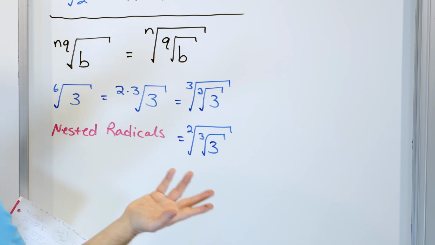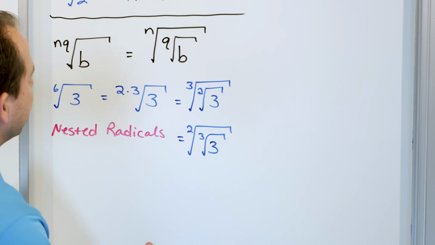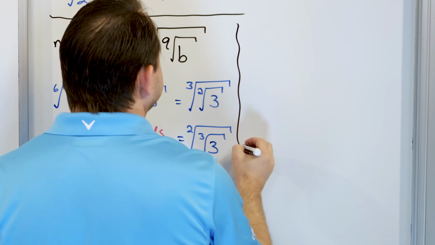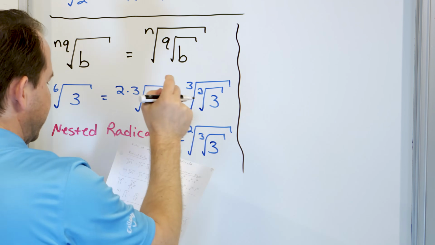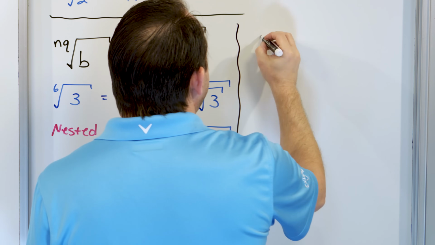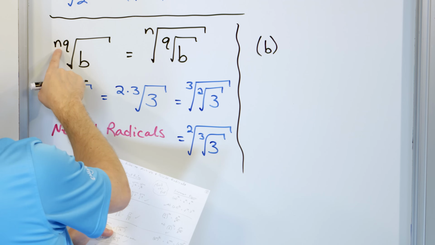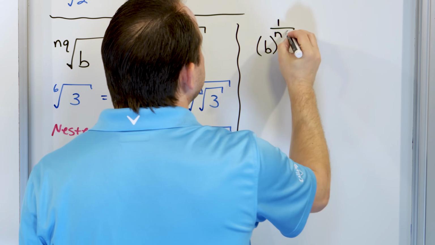Okay, so you might believe me. You might say, okay, that's great, but why does it actually work? Well, let's talk about it in terms of exponents. Let me draw a little dividing line for this one so I can make sure not to clutter things up. This would be written as follows. You would have b raised to the power of, but the power is actually the product here, so it would be raised to the 1 over nq.